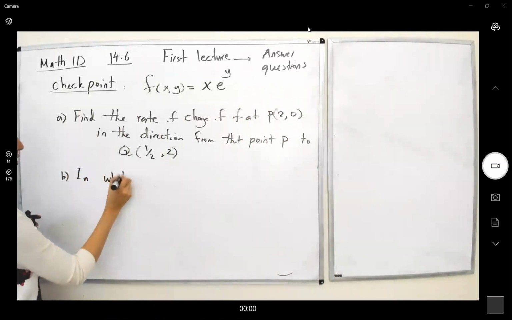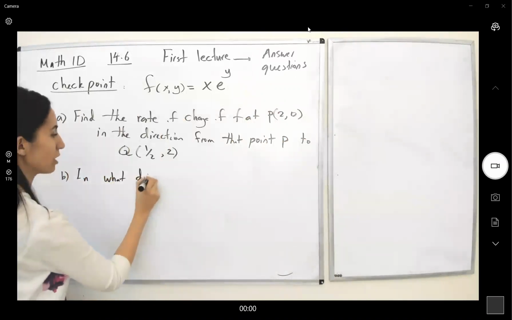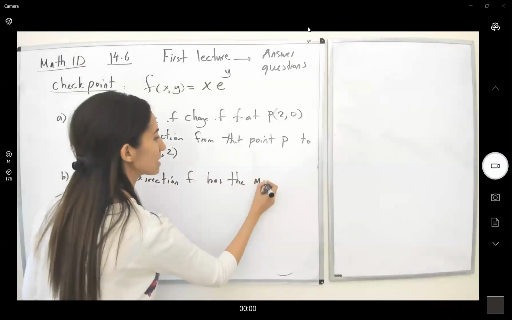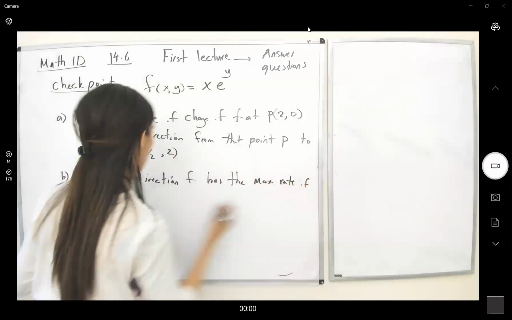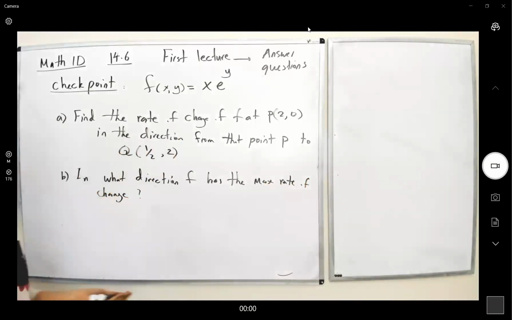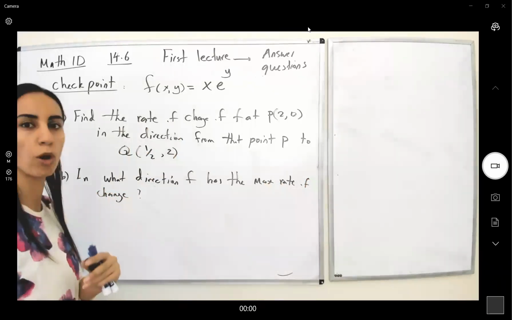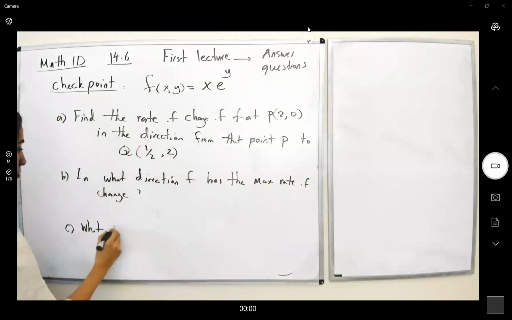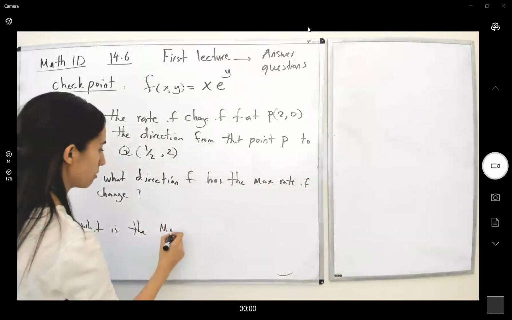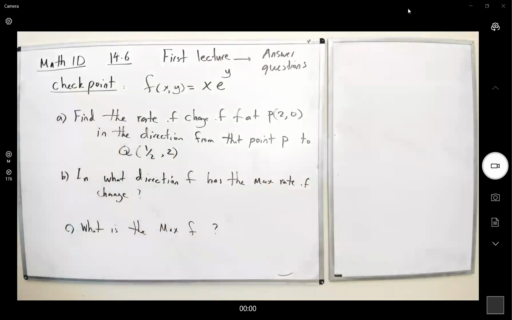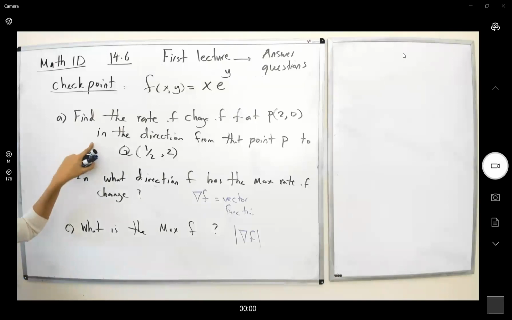So now the question says, find the direction. In what direction does f have the maximum rate of change? And part C, what's the maximum rate of change? Now that we found the direction, what is that value? What is the maximum value of f? Okay, very well. So first, we need to find the direction.